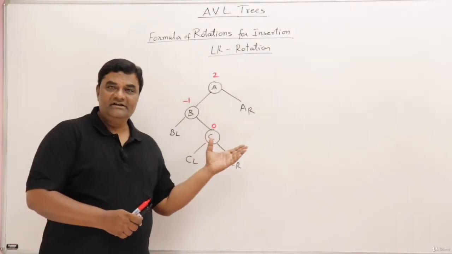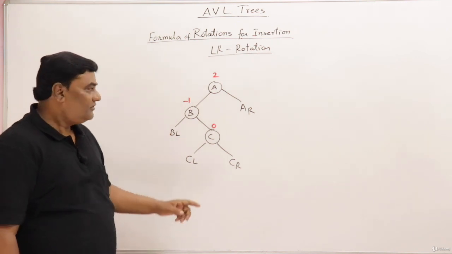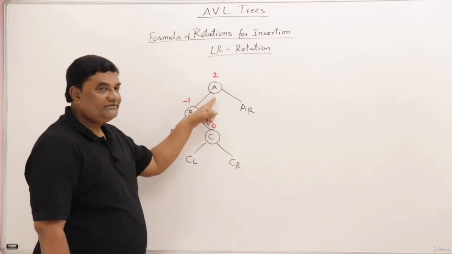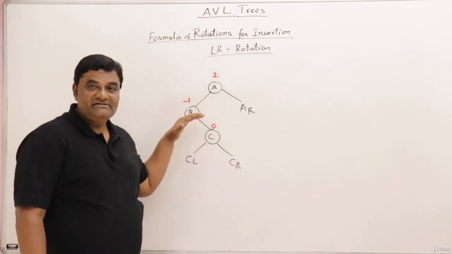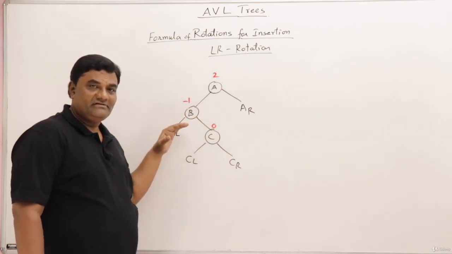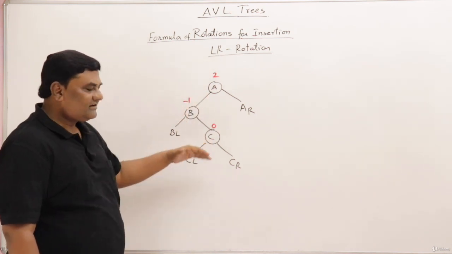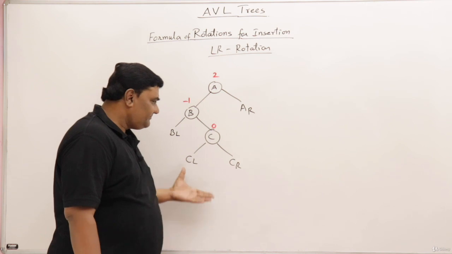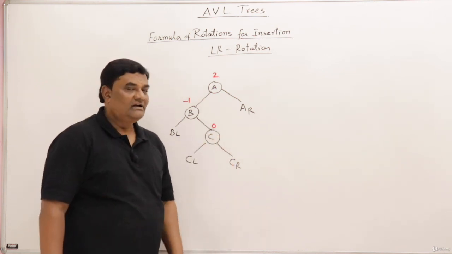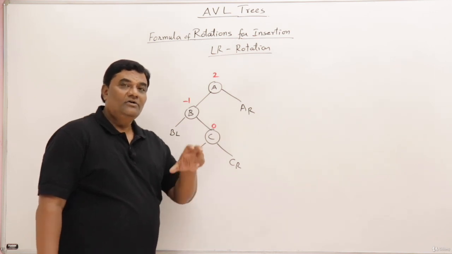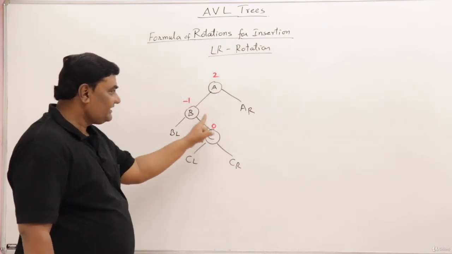This is an example tree which will work as a formula for LR rotation. So already we have 3 nodes and one of the nodes is imbalanced. A positive value means left side imbalance, right? Then negative means right side imbalance. So this is LR. Assume that something is inserted below C, under that node C. As I said, rotation is done only among 3 nodes. So this became imbalanced, so we'll just see 3 nodes.